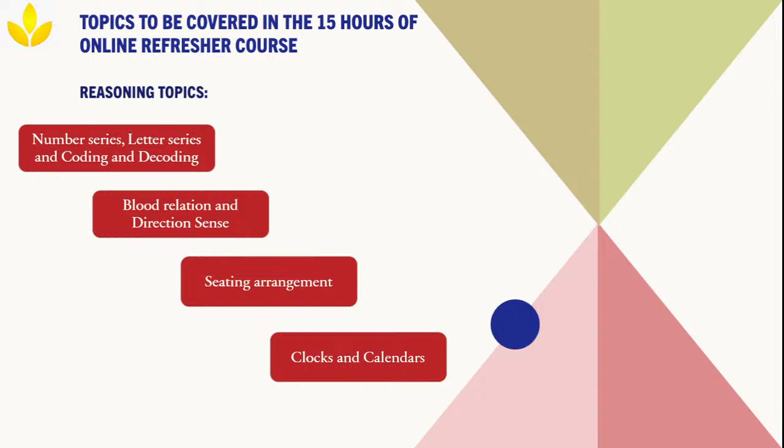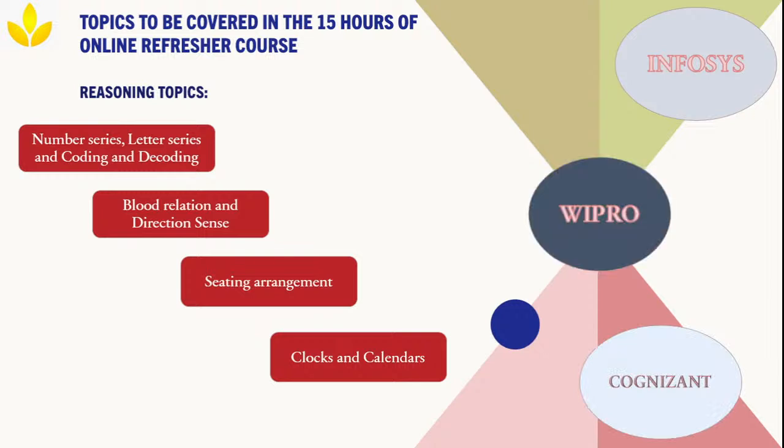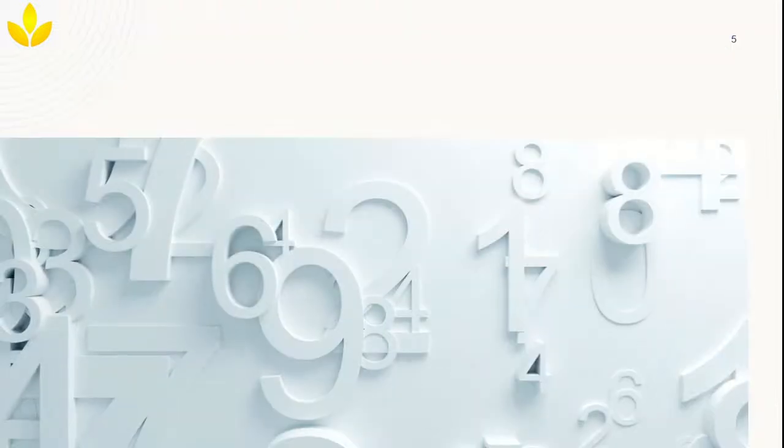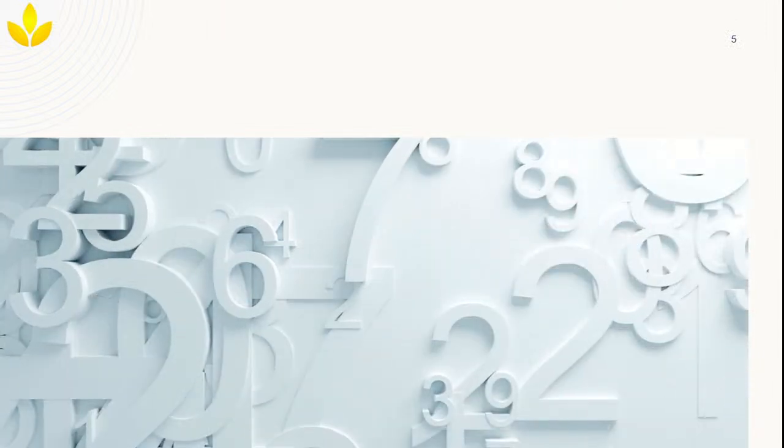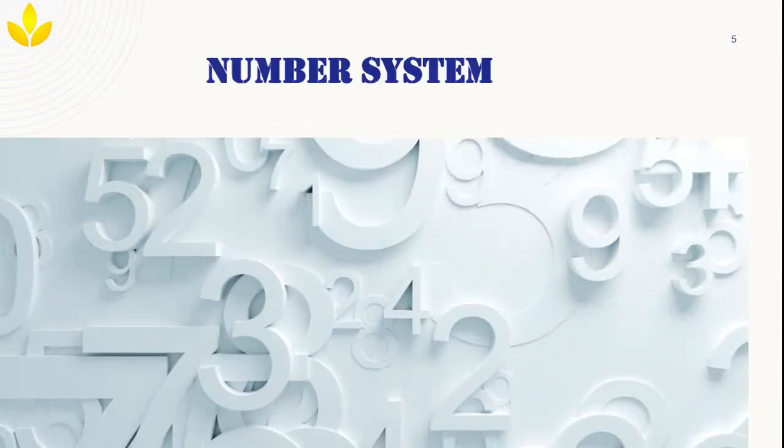Now, which kind of questions are we dealing with in this refresher course? These questions are mostly from the model question papers of Infosys, Cognizant, Wipro, TCS and many more, and also Google, Amazon and many more mass recruiters. Clear guys? So the questions will be important, because you'll get to know the pattern of the questions here. Next, in this class, as I said, we'll be starting with the number system.